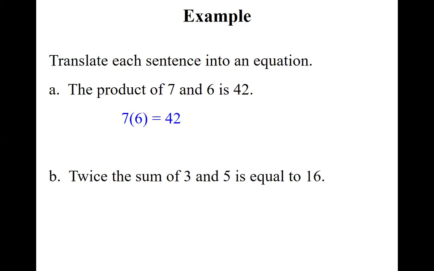Twice the sum of 3 and 5 is equal to 16. Well, twice the sum is 2 times the sum. The sum of what? 3 and 5. So 3 plus 5, 2 times that. The 3 plus 5 must be in parentheses with a 2 on the outside. Is equal to 16. Equals 16. And that's it for this topic.